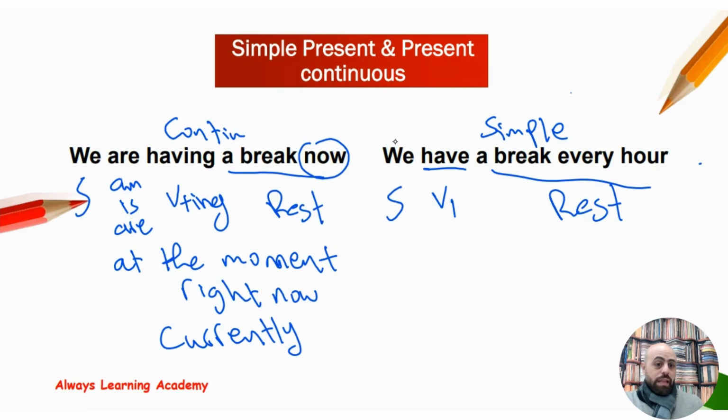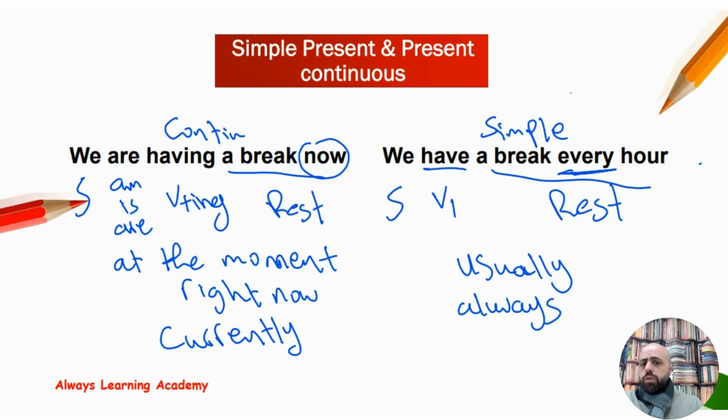For simple present, we have words like every hour, always, usually. Let me write them here. Usually, always, often, never. Also, although like never, maybe we can use it with other tenses. But anyway, I think you got the idea here that simple present is for routine, for general things. And for present continuous, we talk about right now.